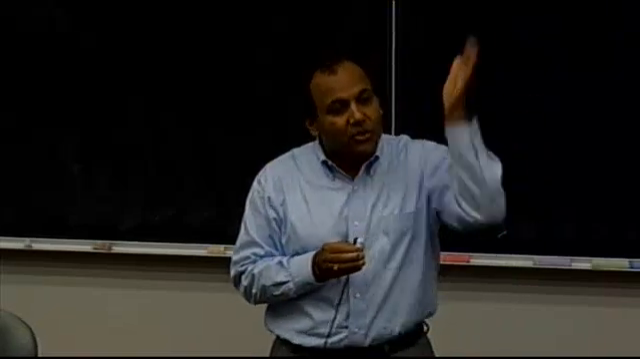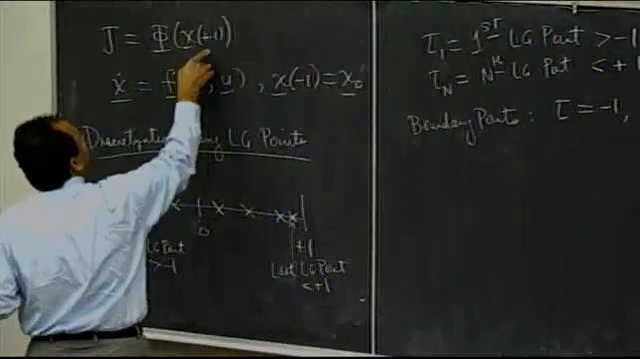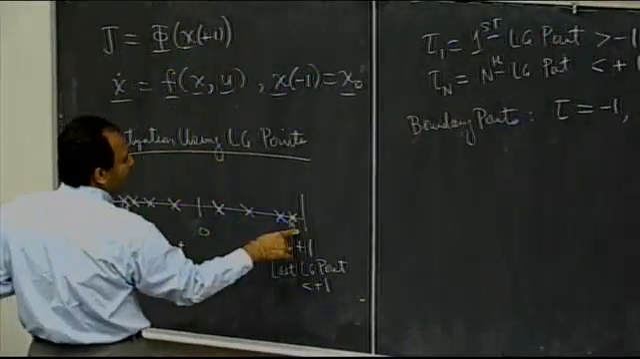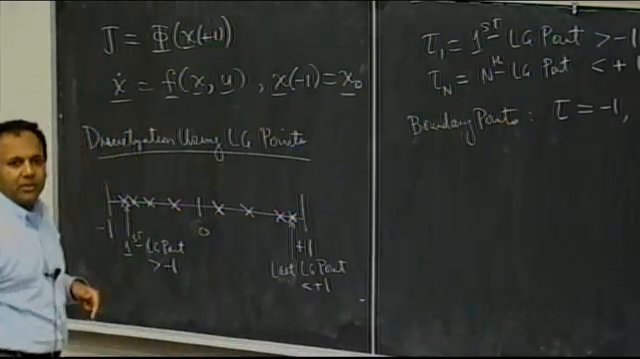So the first Gauss point is the wrong place to enforce the boundary condition. The Mayer cost, similarly, is computed at the final point, +1, and +1 is not one of the Gauss points either, because the final Gauss point is strictly less than +1.